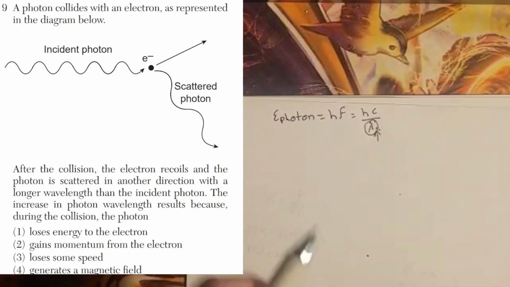So that means that we had to have lost energy in some way. So option 1, you lose energy to the electron.